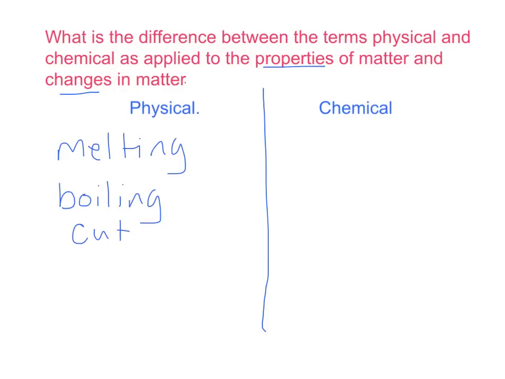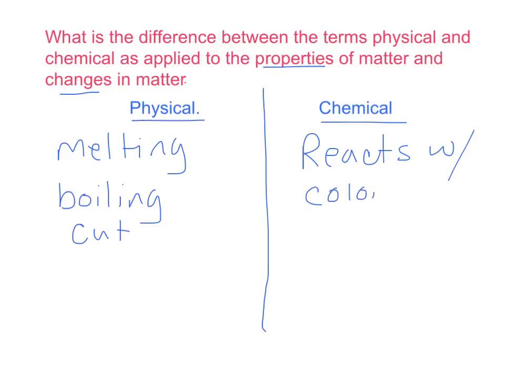Chemical changes or chemical properties have to do with how it reacts. What does it react with? So properties, it reacts with water. It doesn't react with oxygen. How does it change? Well, it can change in color. It can change in appearance. It can change in a lot of different things.